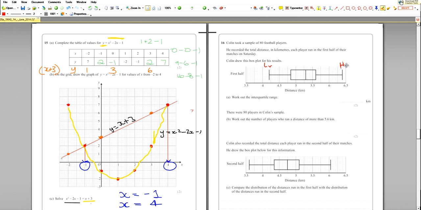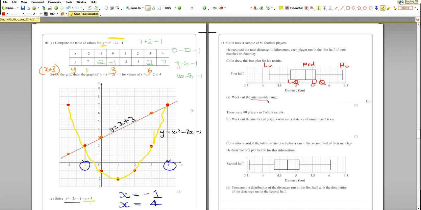So what are you moving then? Highest value. Okay, this line here represents what? Median. It's the median. Okay, next one we have this line here. That's going to be the lower quartile. And this line here represents the upper quartile.